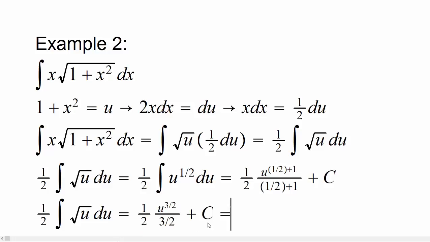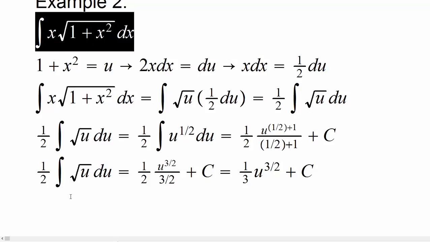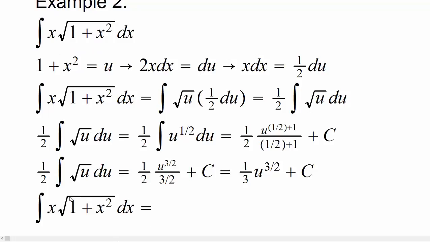So what we get finally is 1/3 u to the power 3/2 plus a constant. Then writing u back as 1 plus x squared, our answer will be simply 1 plus x squared to the power 3/2, times 1/3, plus a constant for this antiderivative.